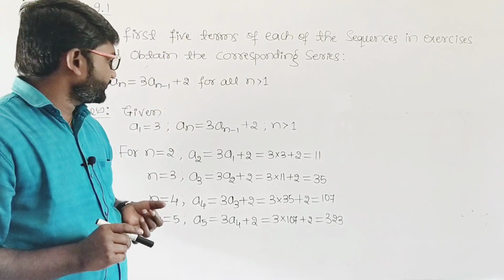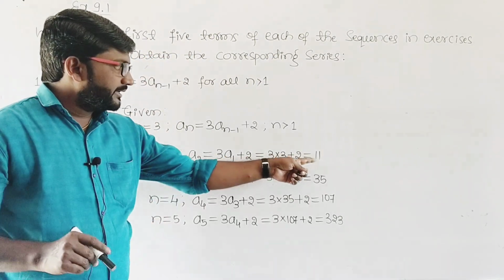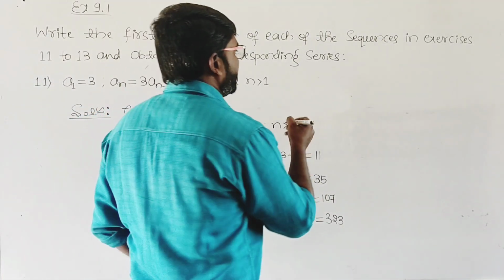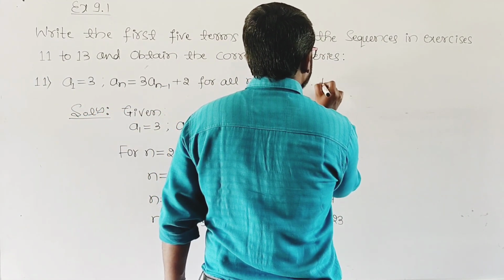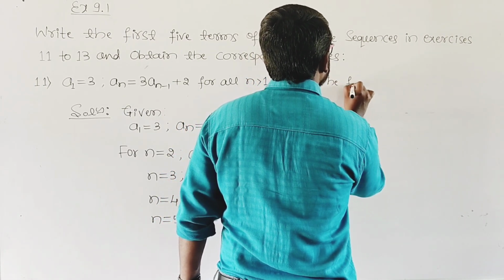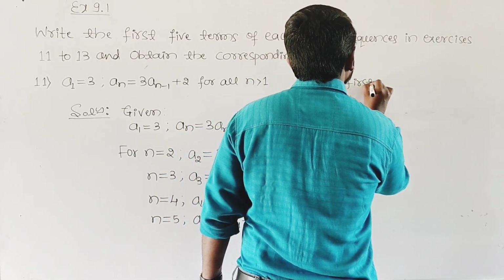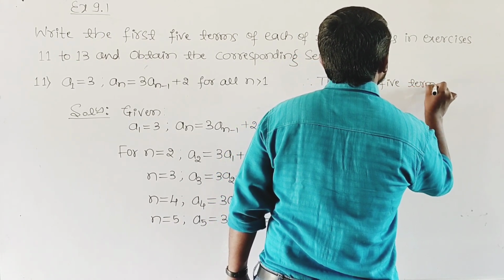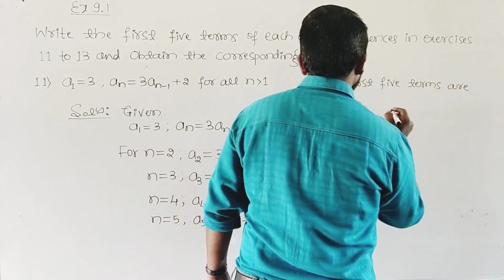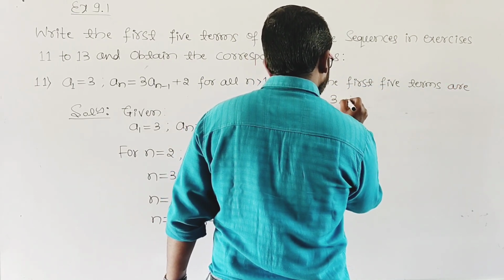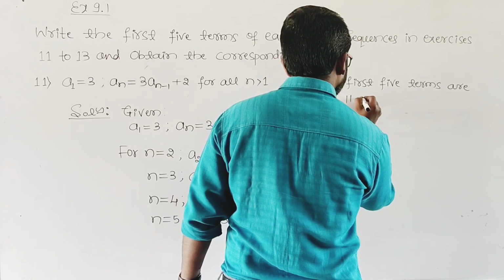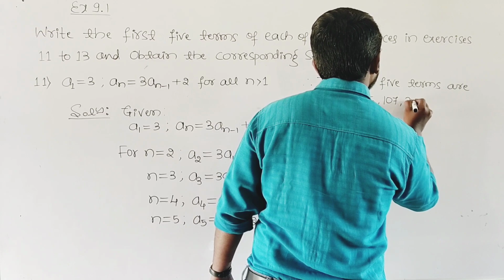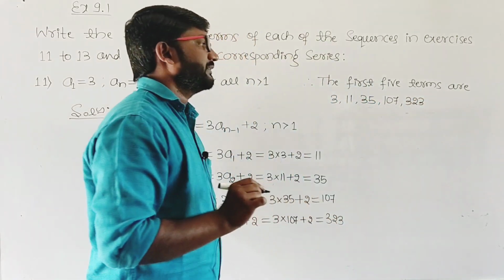So what are the 5 terms now? Write the first 5 terms. So the 5 terms are 3, 11, 35, 107, 323. That we have to write now. Therefore, the first 5 terms are 3, 11, 35, 107, 323. These are the 5 terms.